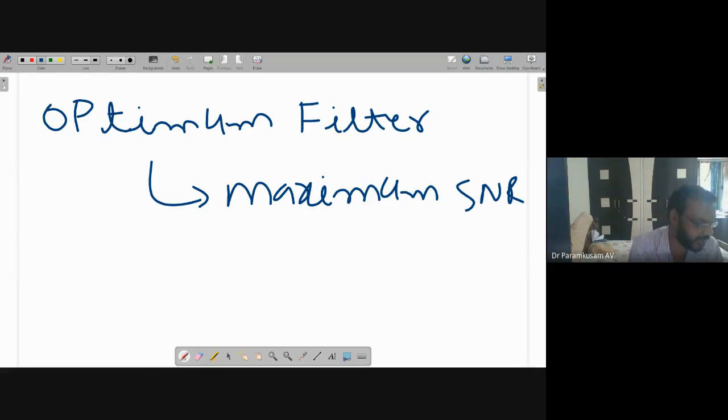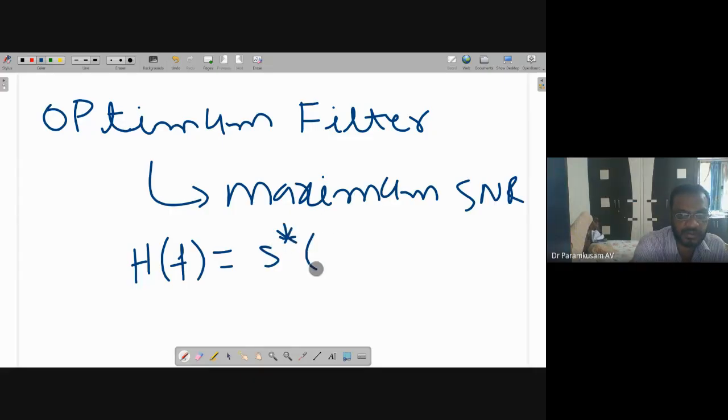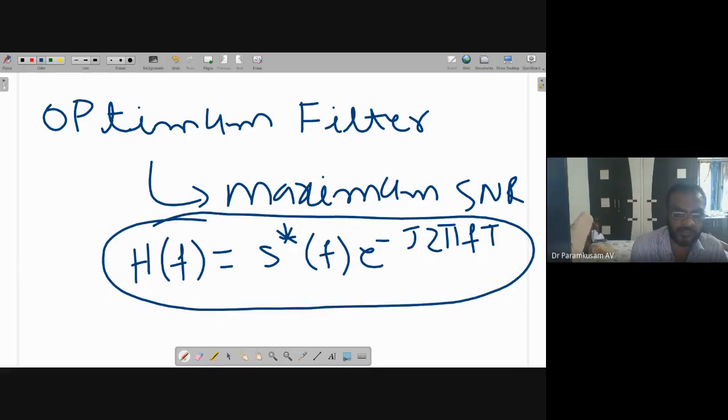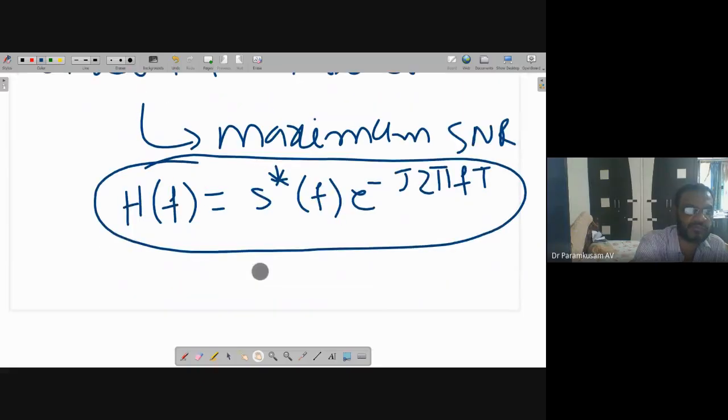Now, what should be the transfer function of that optimum filter? The transfer function of that optimum filter should be equal to S star of f, e power minus j 2 pi f capital T. So this is the transfer function of the optimum filter.